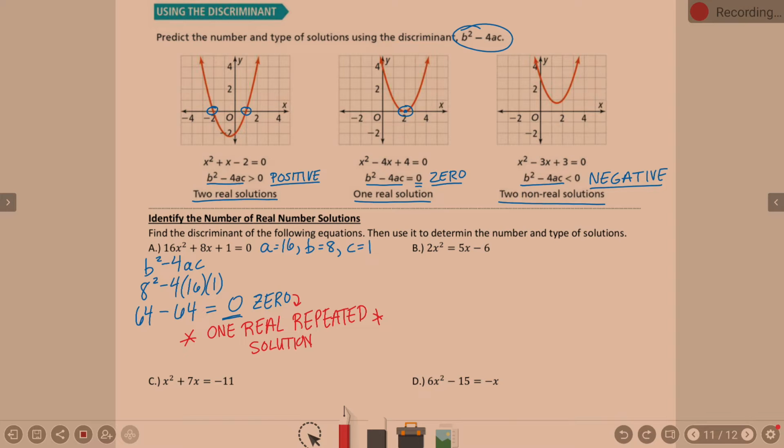Okay, B. 2x squared equals 5x minus 6. Thoughts on where to begin? What are my ABCs?